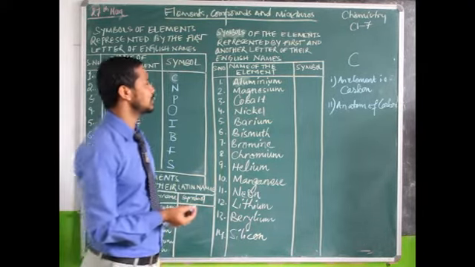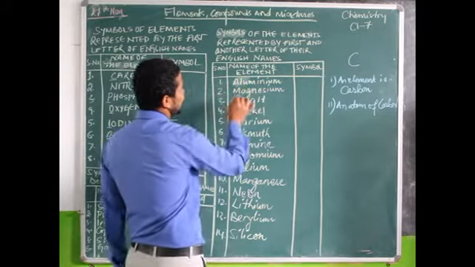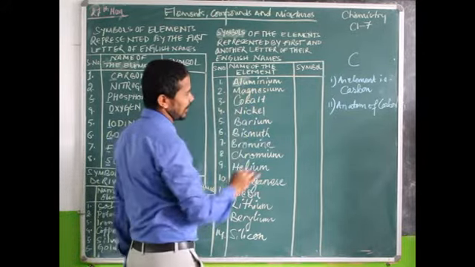So let's see now, let's do. For aluminium, what is the first letter? A.